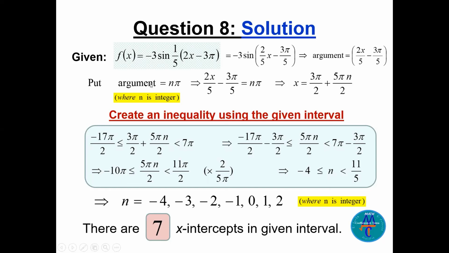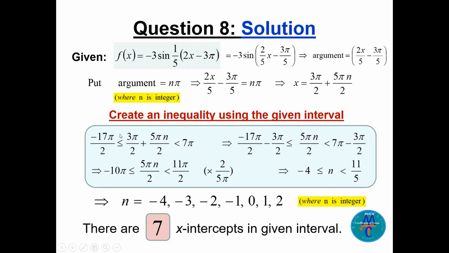Now, to find the x-intercept of this sine function, we put the argument equals n pi, where n is an integer. So 2x over 5 minus 3 pi over 5 is equal to n pi. Take 3 pi over 5 to the other side and multiply by 5 over 2. You will get x equals 3 pi over 2 plus 5 pi n over 2. This is the equation for the x-intercept.